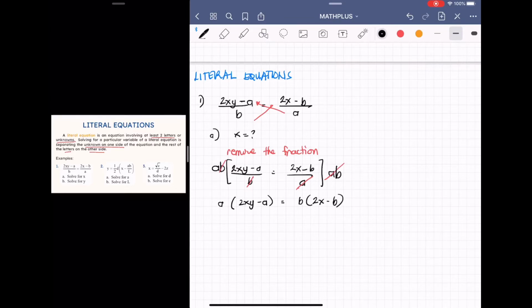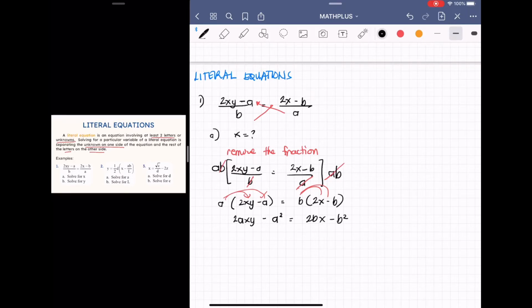In this case, x becomes enclosed by a parenthesis, so we have to remove the grouping symbols. That means we need to distribute. Same goes for the right side of the equation. And there you'll have 2axy, I just arranged alphabetically, minus a squared is equivalent to 2bx minus b squared.